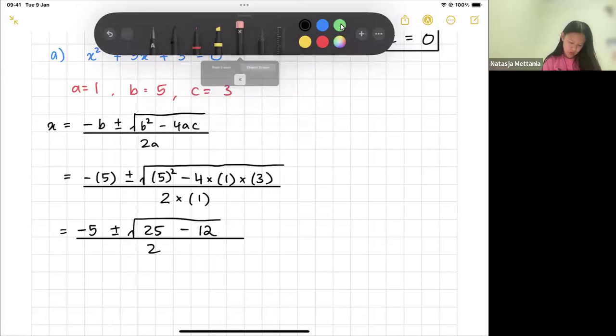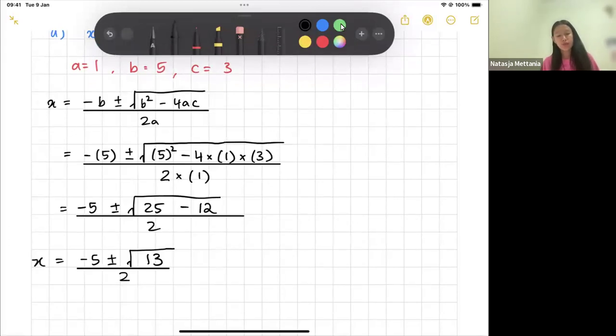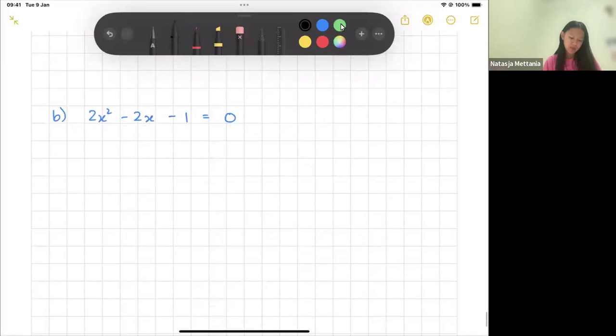Okay, once I've done that, I'm just going to simplify even further. This -5, I'm not really doing much with it. Square root 25 minus 12, just to double check, is root 13 over 2. So my x equals -5 plus or minus square root 13 over 2. That's question A. Question B.